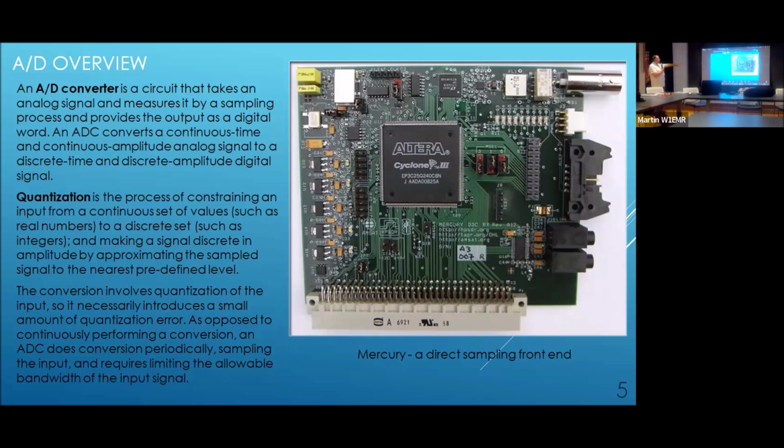Quantization, which is what we're doing with this thing, is the process of constraining an input from a continuous set of values, such as real numbers, such as some voltage, which is varying from 0 to 1 or whatever the voltage is, typically the stuff picked up by your antenna. And we're going to change that into a discrete set of values of both time and frequency, based on approximating something. If you have a sine wave, it's going to end up looking like a staircase. And I have some slides of that. And the conversion involves quantization of the input. So it introduces a small amount of error, because you can't precisely quantify some.